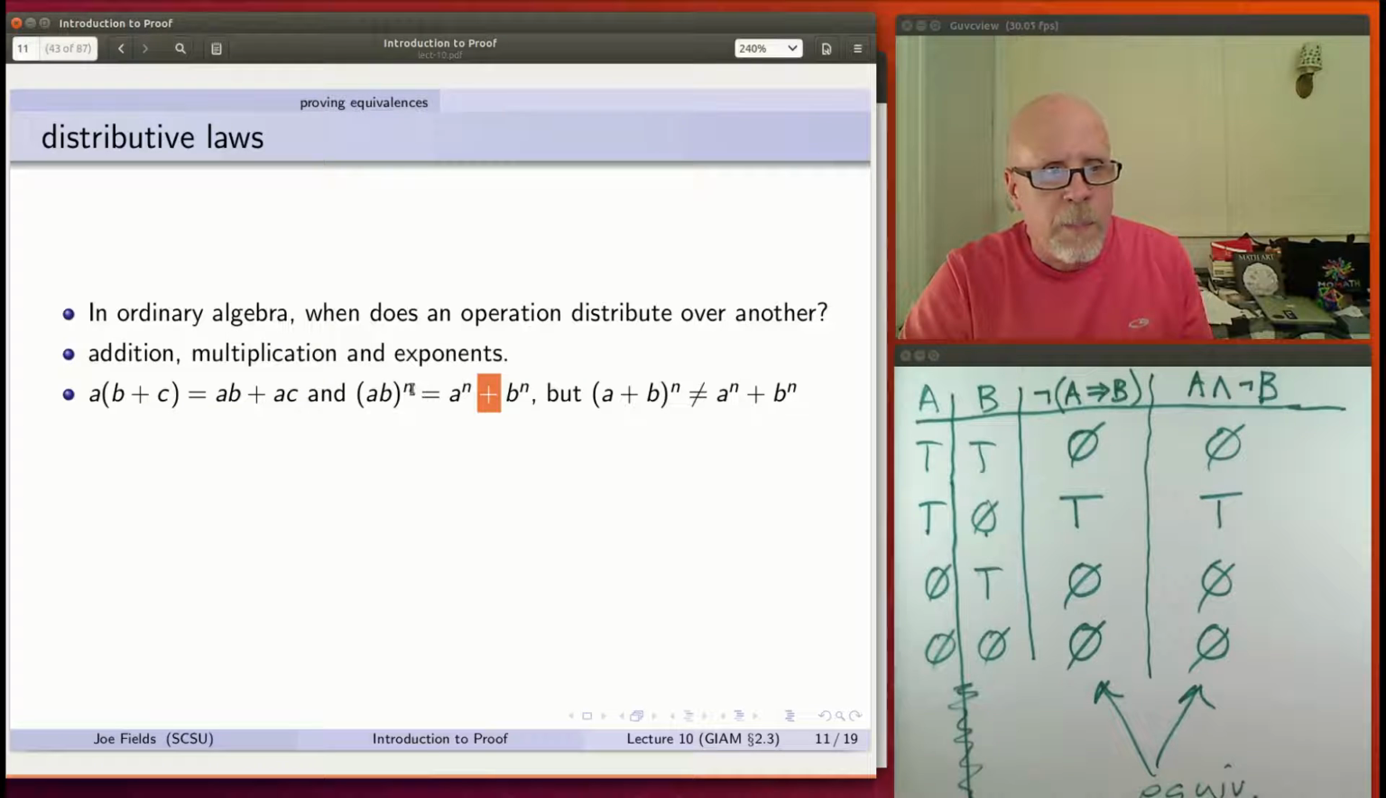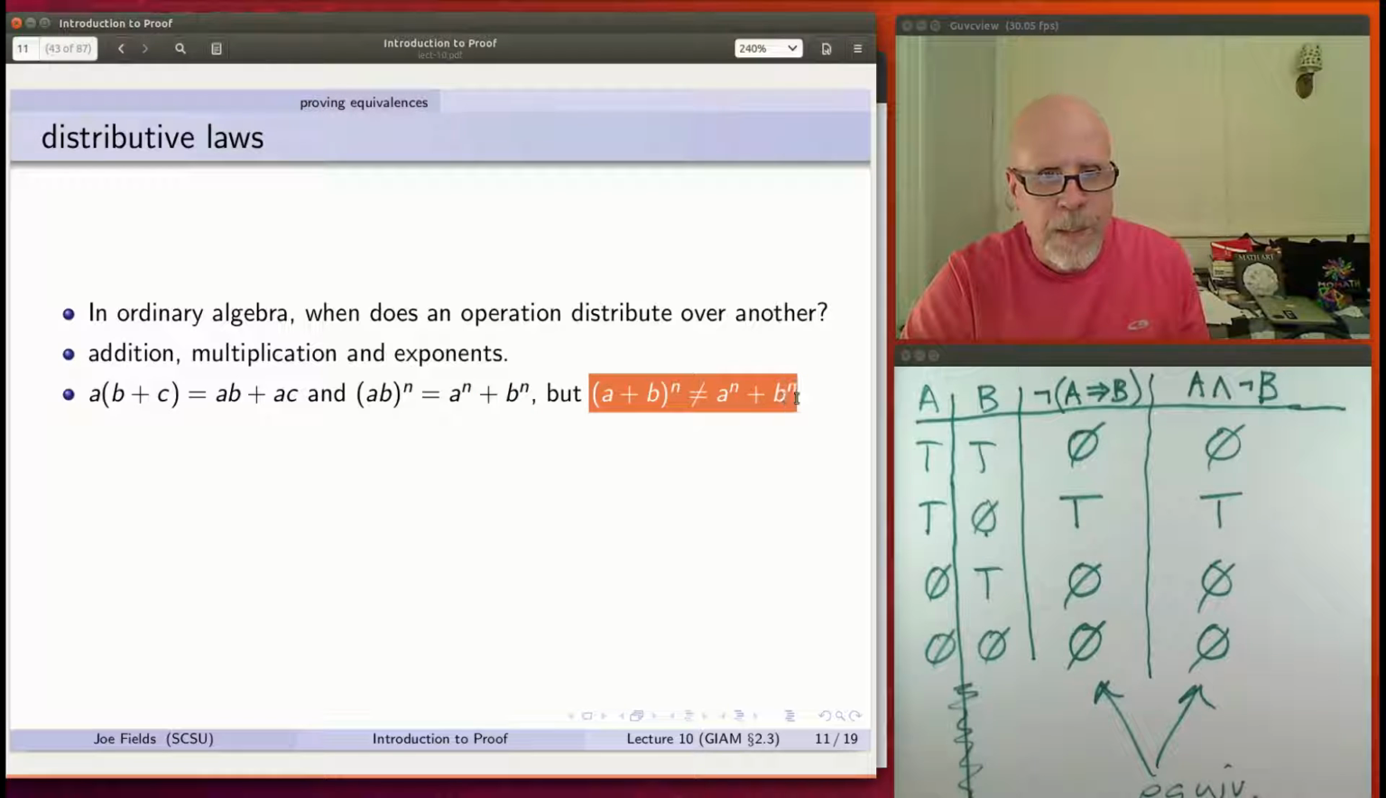It looks like the exponent just comes off from the outside of the parentheses and hits in two different places, once on A and once on B. But this is not true. Well, I mean, it is true because I put a not on the equal sign, but the idea that (A plus B) to the n is A to the n plus B to the n is false.